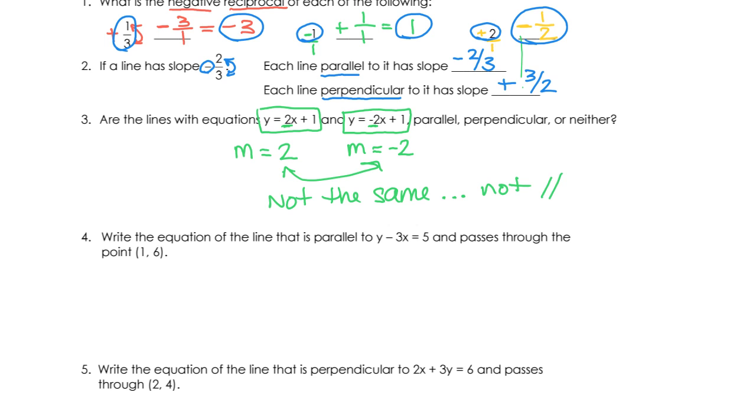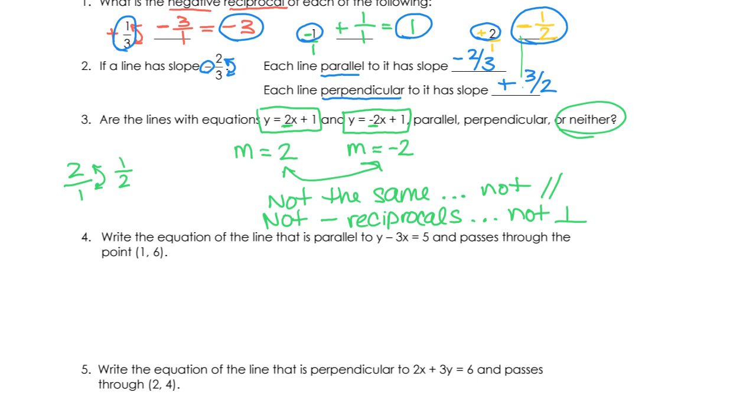Well, they are opposite signs, but if I flip 2, first make it a fraction, and I flip it, I would get 1/2. And that's not the slope of the second line. And so we're going to go ahead and say not negative reciprocals. And so I can conclude that they are not perpendicular. Okay. Therefore, we're going to go ahead with neither.